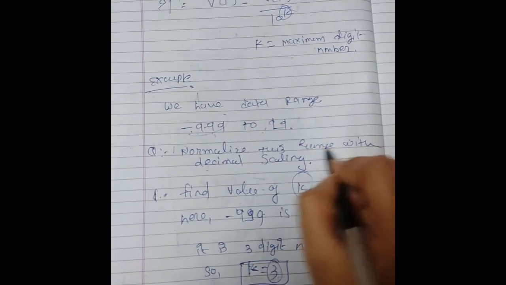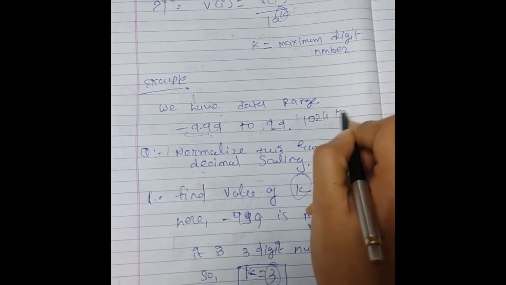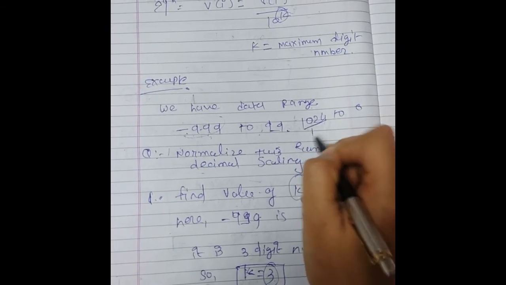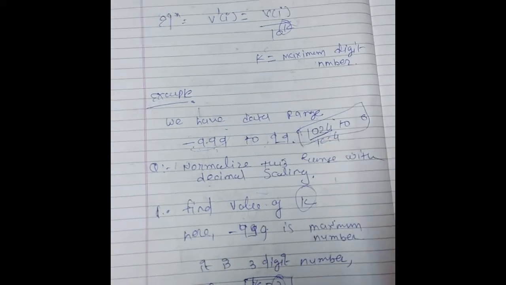Suppose we have a data range of 1024 to 0. Then the maximum value is 1024, so at that time k equals 4. This is how k is defined.